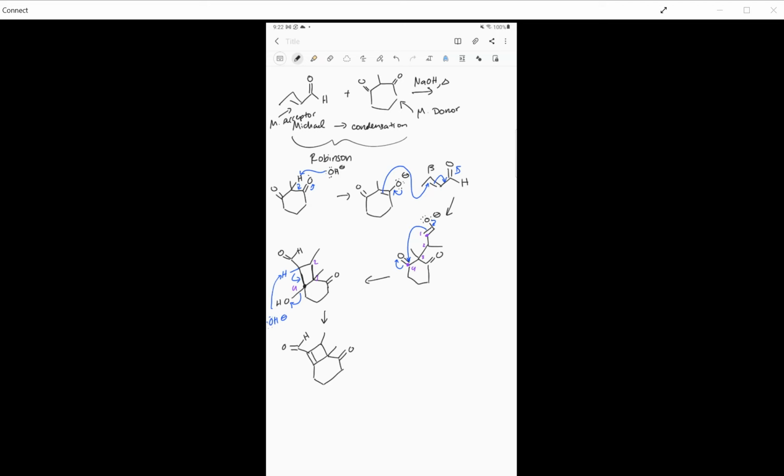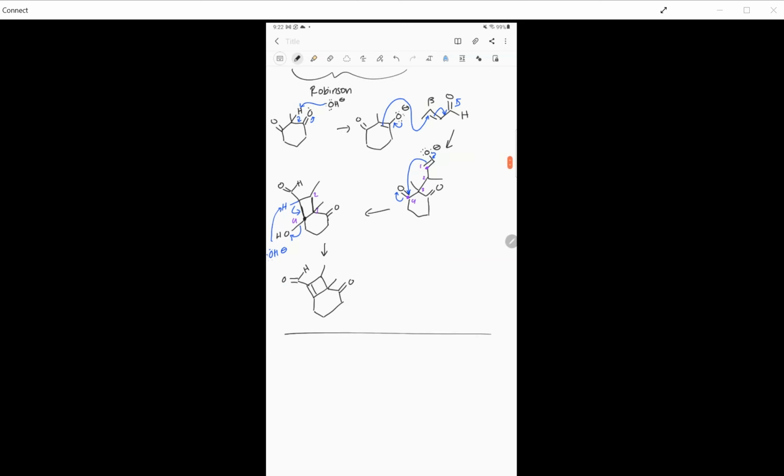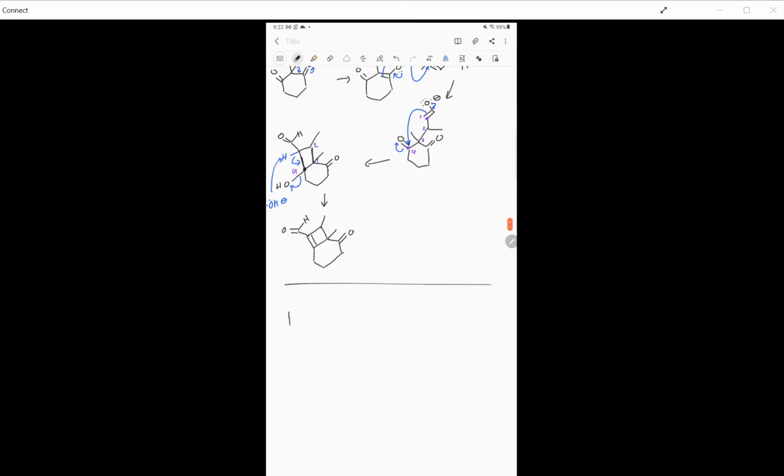Then let's do another one. This is an interesting problem. I like this one. Okay. Another one. So this problem, we're just going to be determining the reagents necessary to do the following 5 reactions.